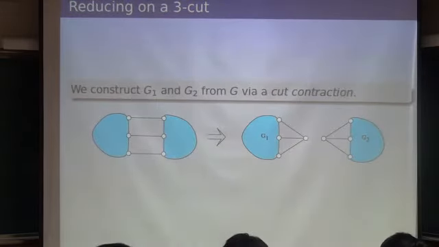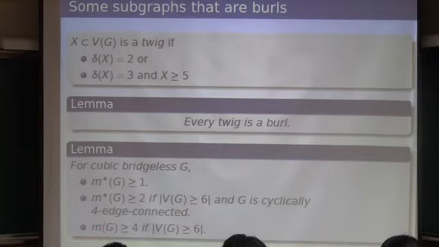The last one is M star or M? No, that's just M. So that's just the number of perfect matchings. M star, we don't even need it to be bigger than 2 because we only get rid of burls on a constant number of vertices. So as long as we can throw away a constant and multiply by 2, that's good enough for us.